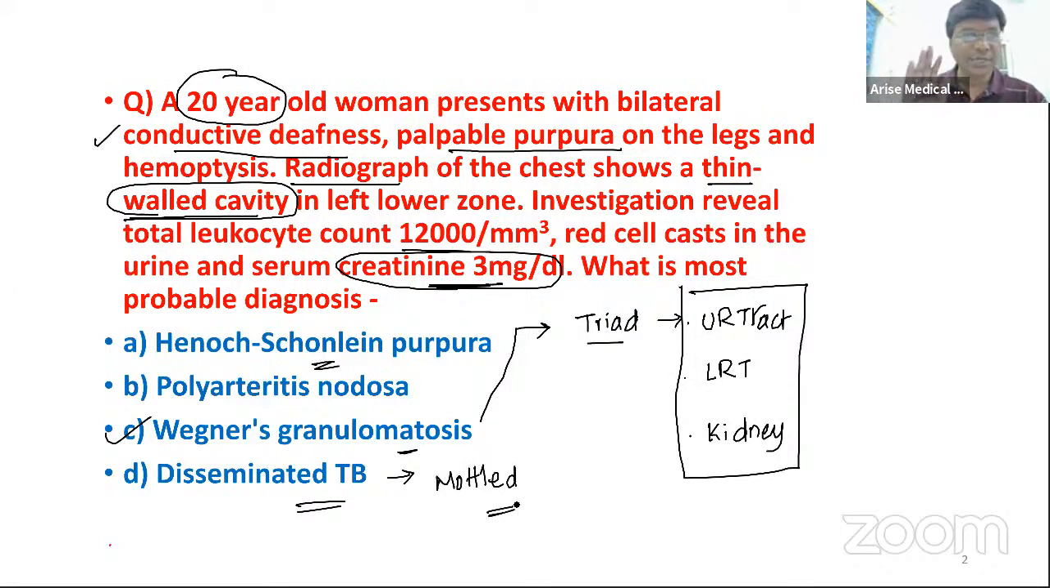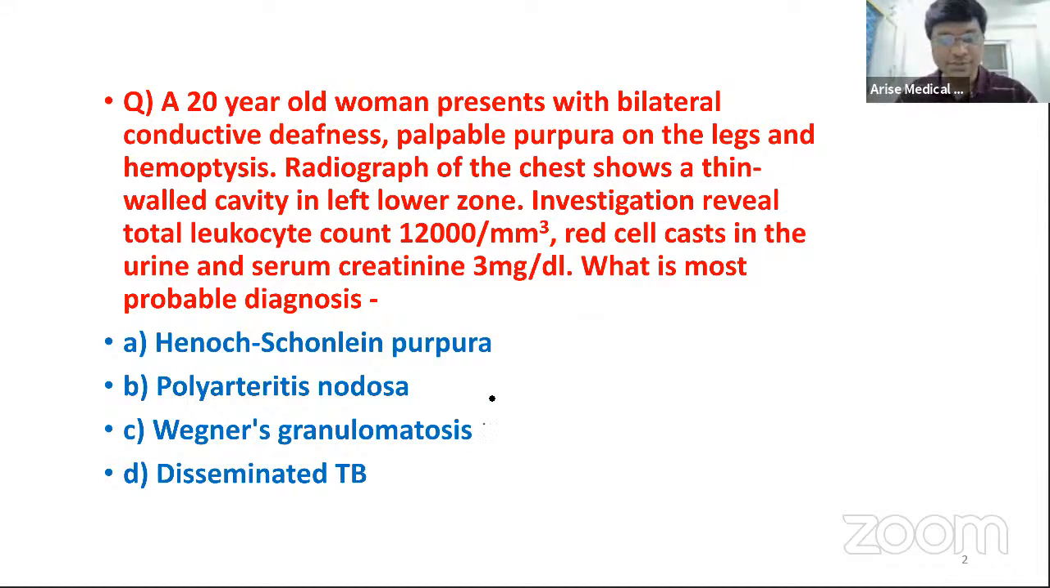Now, because you have a triad in this patient, that is, upper respiratory tract, lower respiratory tract, and kidney involvement, that is classically seen in case of Wegner's granulomatosis. Now, can anyone tell me, Wegner's granulomatosis, what type of vasculitis is this?